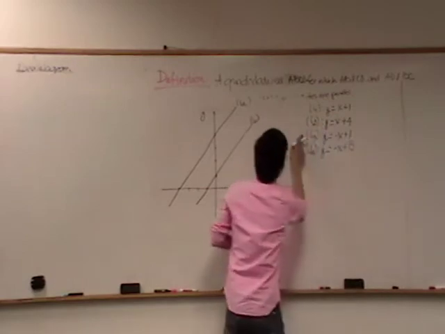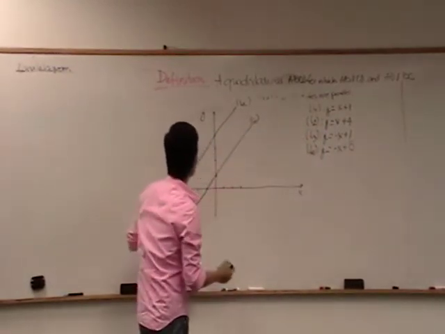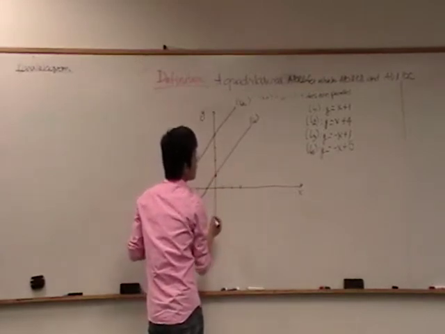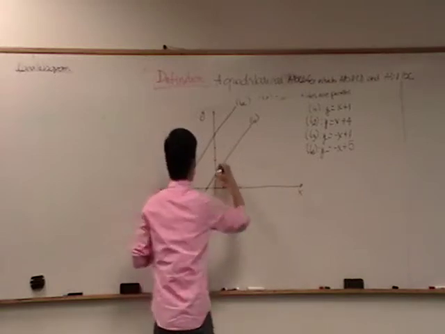And now we plug in line number 3: x equals 0, y equals 1 is a point, and x equals 1, y equals 0 is a point. So I have this line.